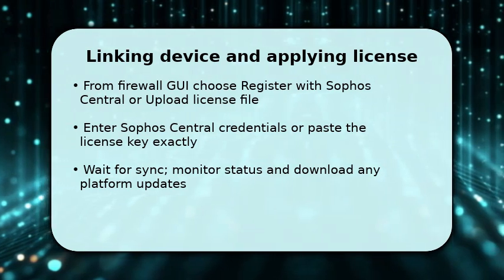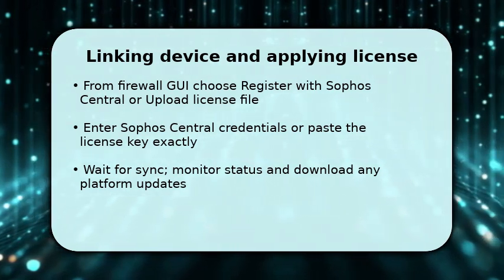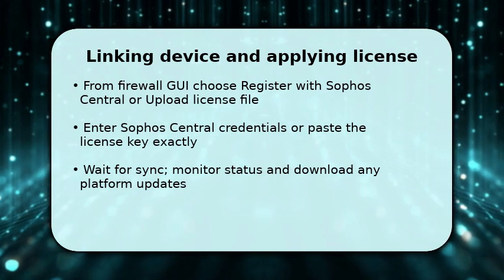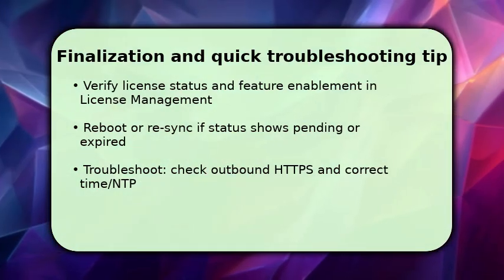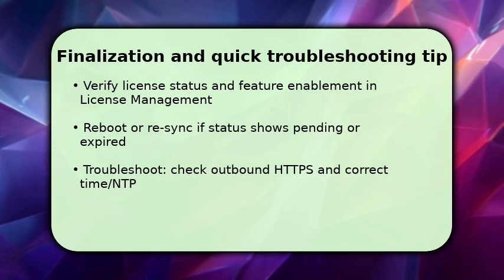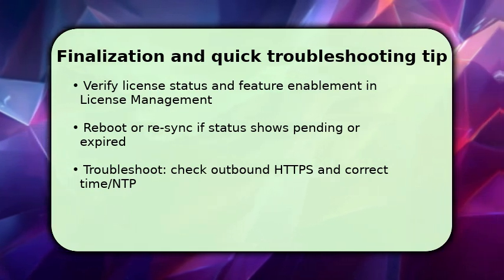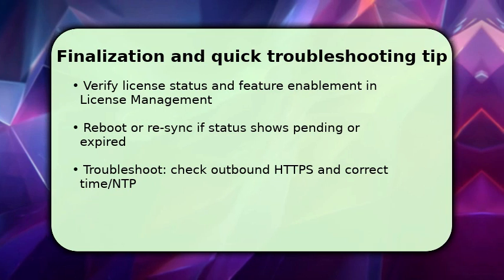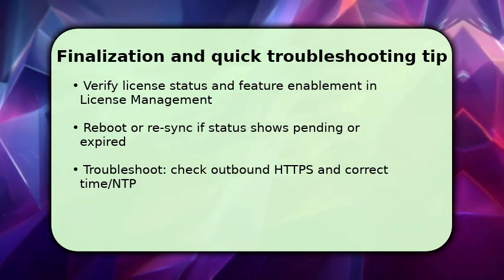If you use HA, perform activation on the primary device first. To finish, confirm the license shows active and that expected features, app, web filter, VPN are enabled. Once done, review policy sections to ensure new features are applied and run a test connection through an allowed service.